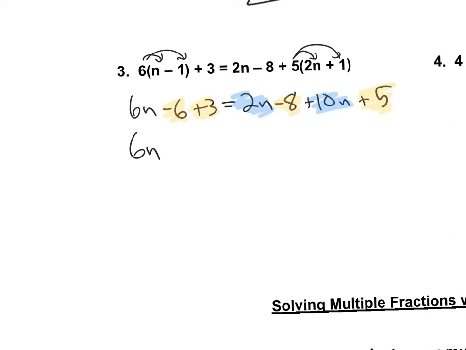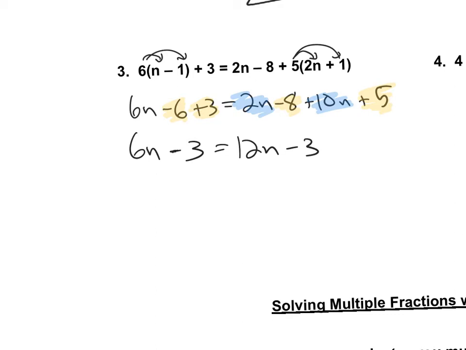When we combine negative 6 and positive 3, we're left with negative 3, and we add those two values together. On the right side, adding our variable values together, 2n and 10n give us 12n. Negative 8 and positive 5 end up combining to make a negative 3.